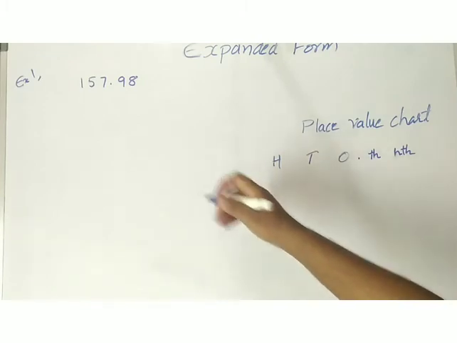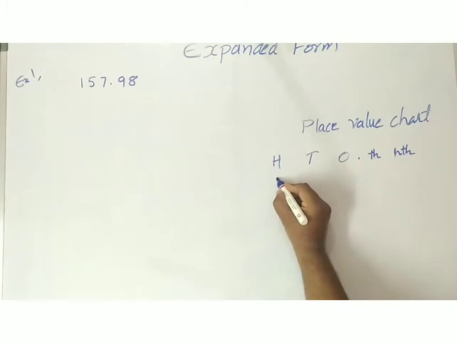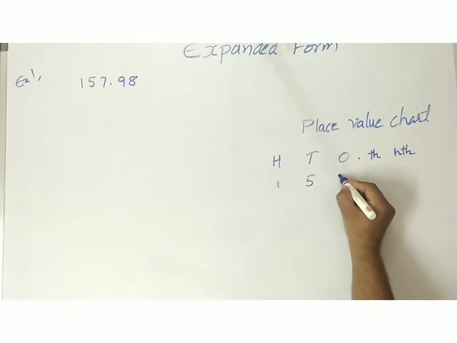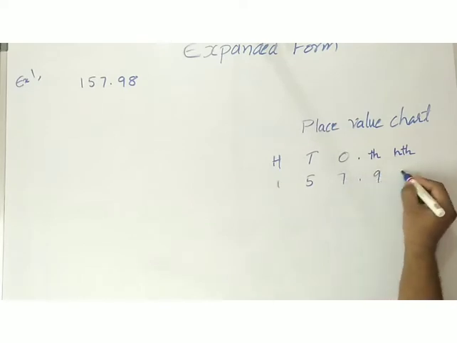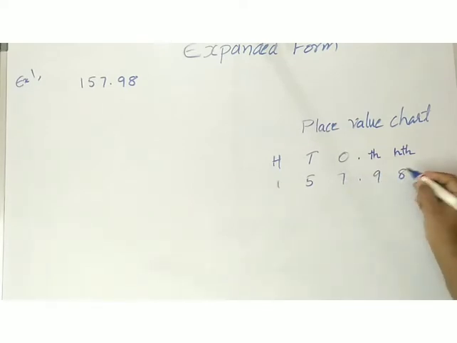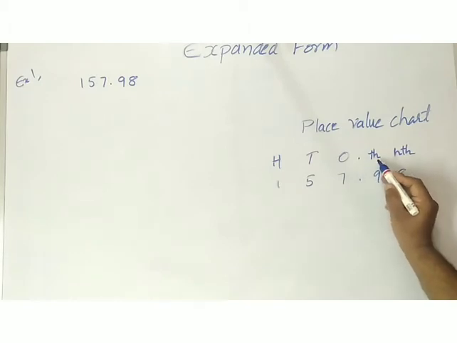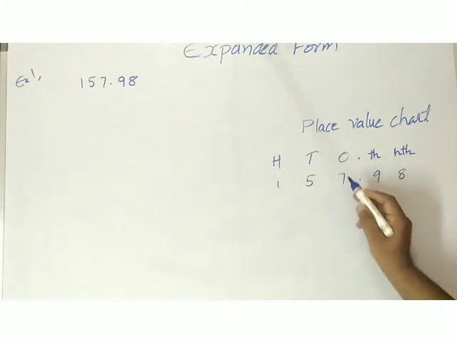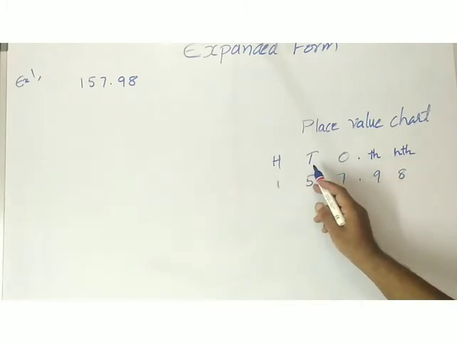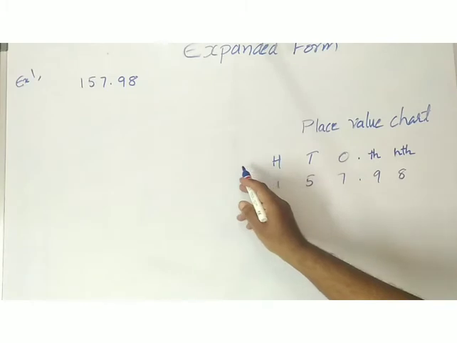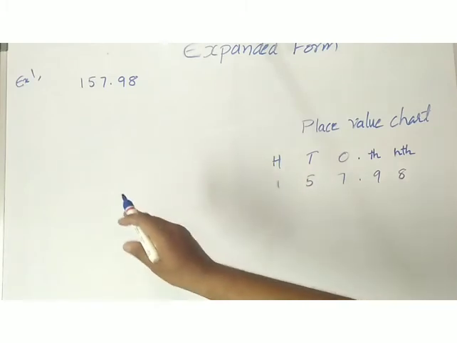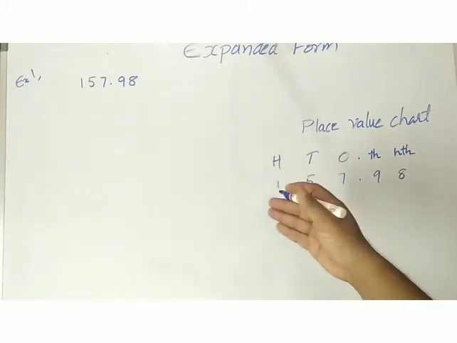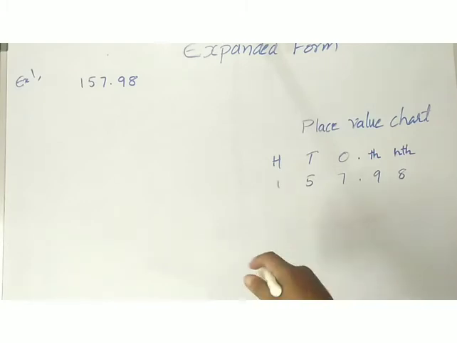Here 157 means 1 is hundreds, 5 tens, 7 ones, then .98. As you know, after the decimal the positions are tenths, then hundredths, then thousandths. Before the decimal it is ones, tens, hundreds, thousands, ten thousands, lakh, ten lakh, and so on. So I wrote this for this problem, and we want to expand this number.